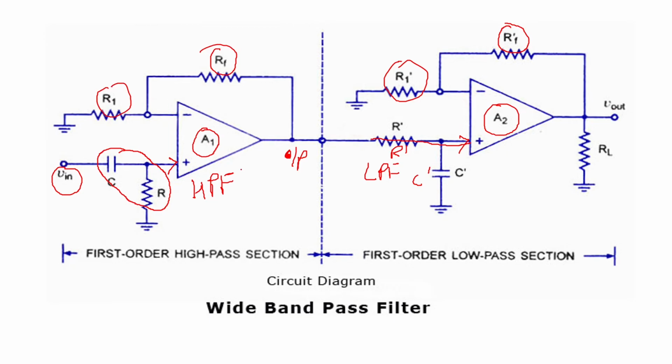We can use a high pass filter in series with a low pass filter to realize a band pass filter. The circuit we saw earlier was using only one op amp for amplification. Now we can also use two op amps for amplification. We can have a separate high pass section and a separate low pass section, which we can combine and have a band pass filter.